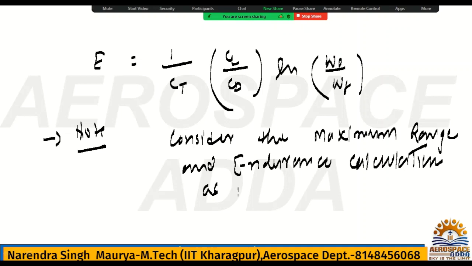Then this problem will be very easy to you, no? Because if you consider like, okay, you need to calculate maximum range and maximum endurance, that time you will be able to use that CD naught, aspect ratio, yes or no, and overall efficiency. Yes. So first we'll go for the range.